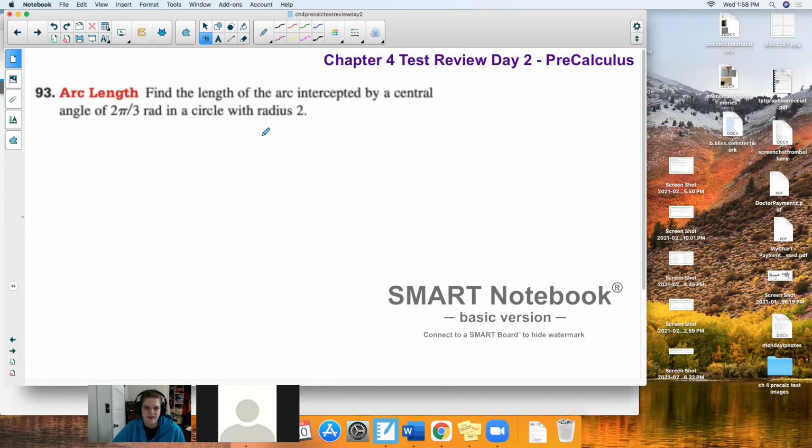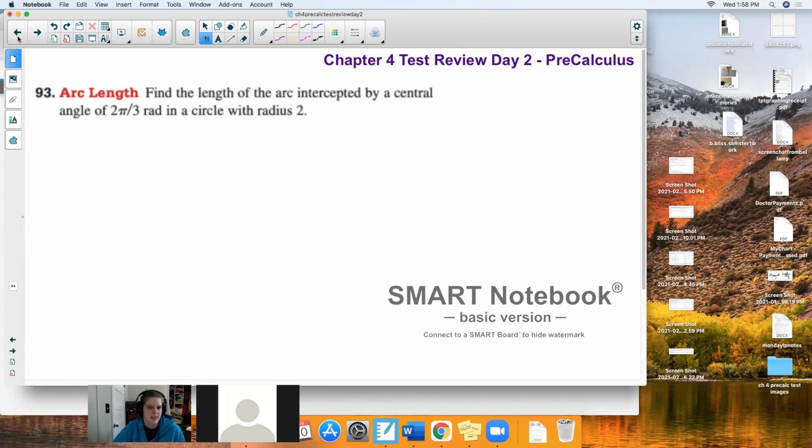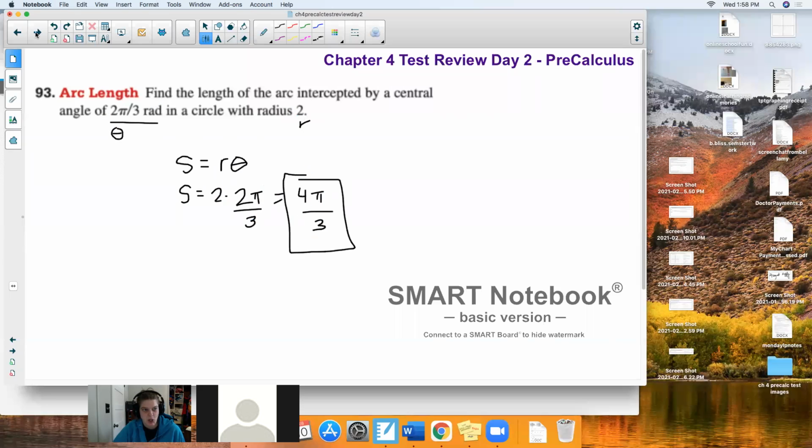So then we need to find the length of the arc. So looking at our formula, arc length, depending on if you have radians or degrees, is going to be here. So they gave us radians, which is nice, because that means that the arc length, which is s for some reason, is r theta, meaning theta is 2 pi over 3, and the radius is r. So our arc length is 2 times 2 pi over 3. So 4 pi over 3. Yep, that's it. Woohoo!